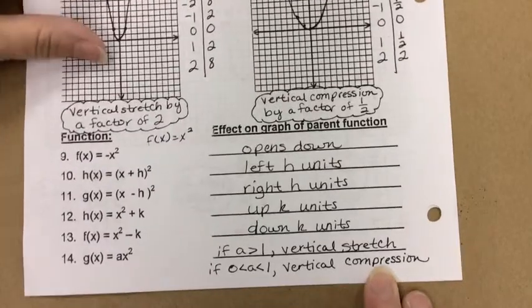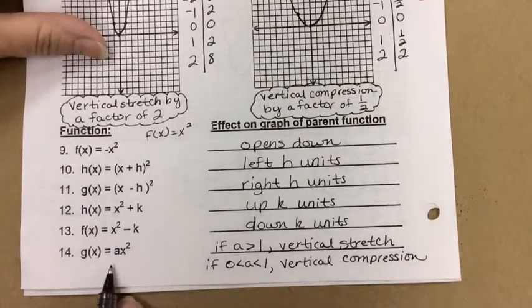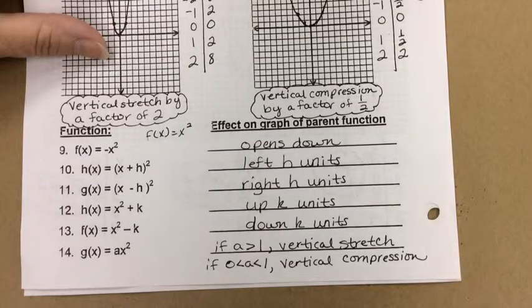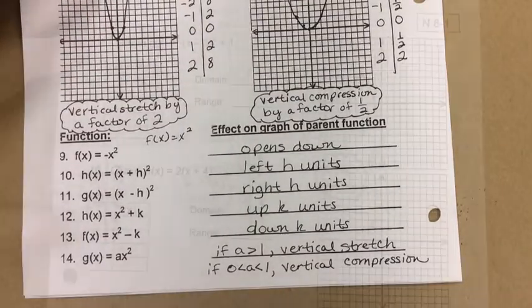Okay, so we have a vertical stretch if a is bigger than 1, that number in front. And a vertical compression if that number in front is a fraction or smaller than 1. But if it's negative, then that's just going to turn it over to the opposite. It's going to make it open down. Okay, think about that for a minute.